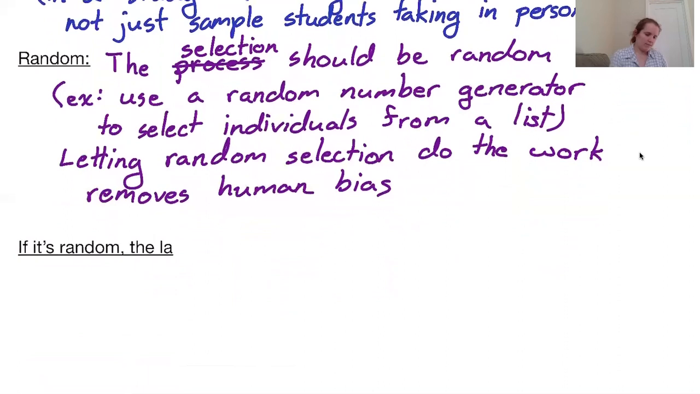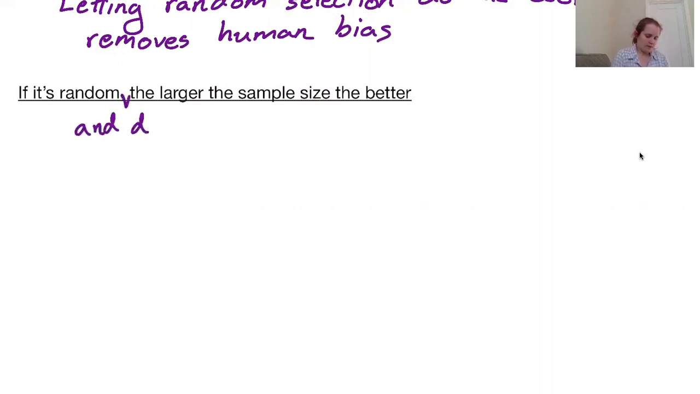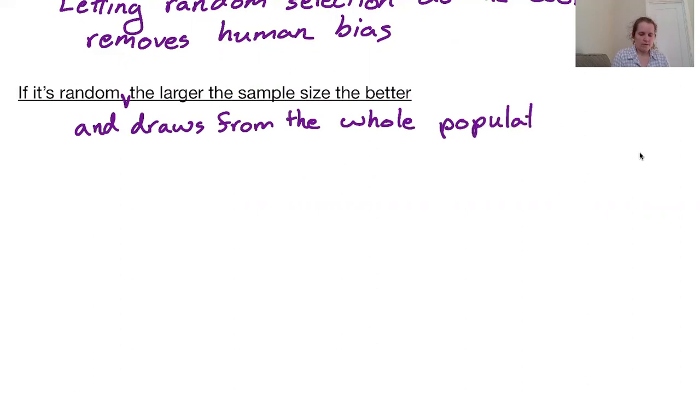Somehow I erased something. This should say, if it's random, the larger the sample size, the better. So if it's random and draws from the whole population, then the larger the sample size, the better.